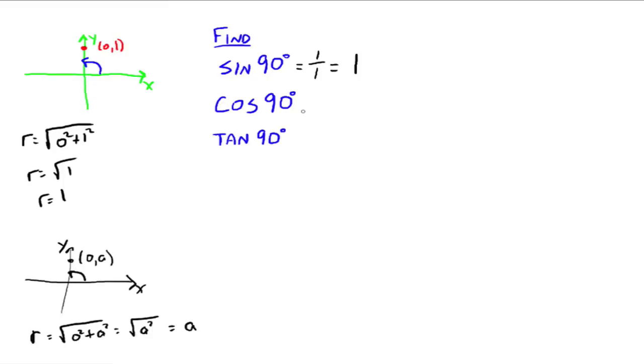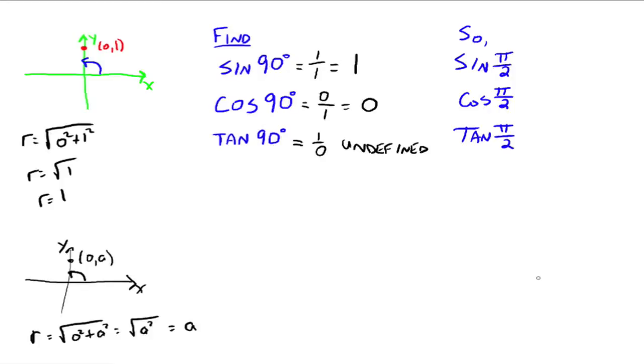Always. Same idea with the cosine of 90 degrees. Cosine of 90 degrees would be x divided by r, and 0 divided by 1 would just be 0. So the cosine of 90 degrees is always 0. The sine of 90 degrees is always 1. And the tangent of 90 degrees, tangent's defined to be y over x, so 1 over 0. Therefore, tangent of 90 degrees is undefined. That's always going to be true. Sine of 90 degrees is always 1, the cosine of 90 degrees is always 0, and the tangent of 90 degrees is always undefined. Which then brings us to radians.